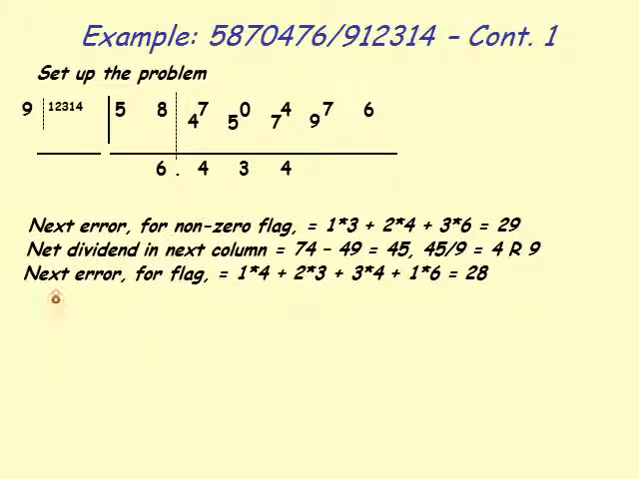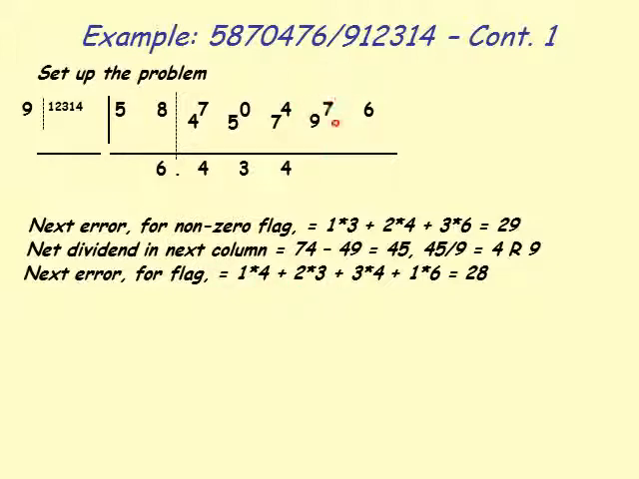Okay. Next error for the flag: we have 4 digits in the quotient, and we'll use the left 4 digits here. So it's 1 times 4 plus 2 times 3. 4 plus 8 is 12. 3 times 4, then another 12 here. Let's make sure: 1 times 4 is 4, 2 times 3 is 6. 4 plus 6 is 10, and then 4 plus 3 is 12. 10 plus 12 is 22, plus 6 times 1 is 6, 28. Okay, so it's a 28 here.